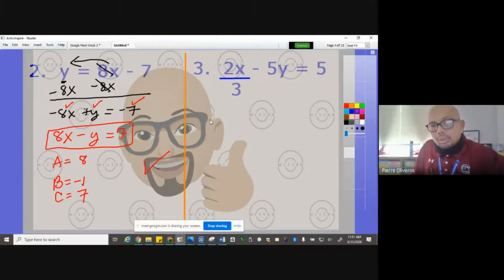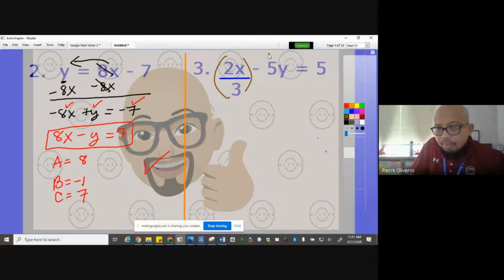Now, number three, 2 thirds x minus 5y equals 5. The only difference here is that my value of a, so far, is not an integer. That's a fraction, 2 thirds. I don't need to have a fraction. They all have to be integers. What you need to do here is multiply all of them by the denominator of 3. Why 3? Because when you multiply by 3 and you divide by 3, 3 divided by 3 will be 1, so this crosses out. Whatever the denominator is, that's what you need to multiply each term of the equation by.